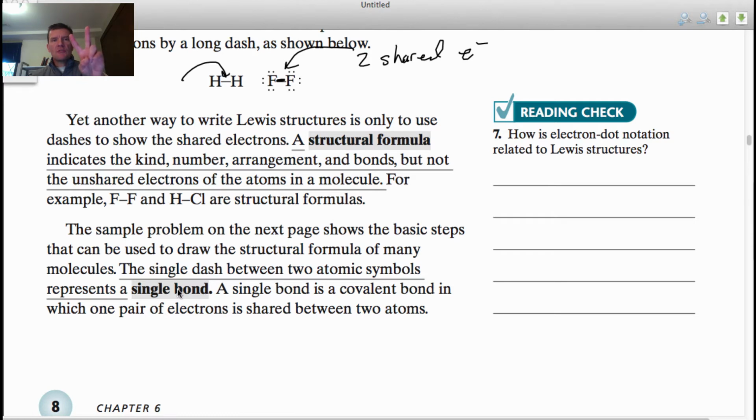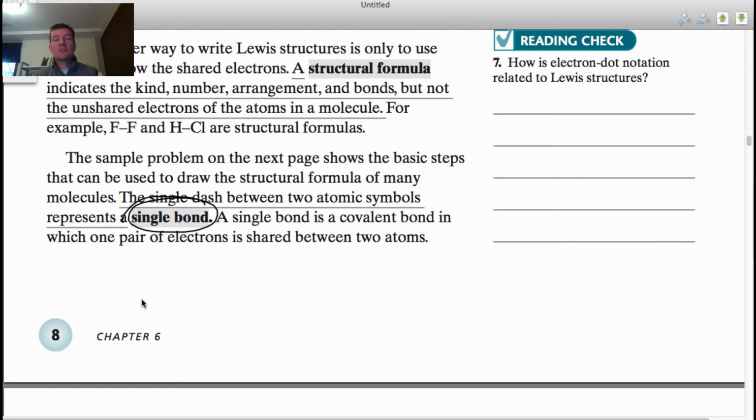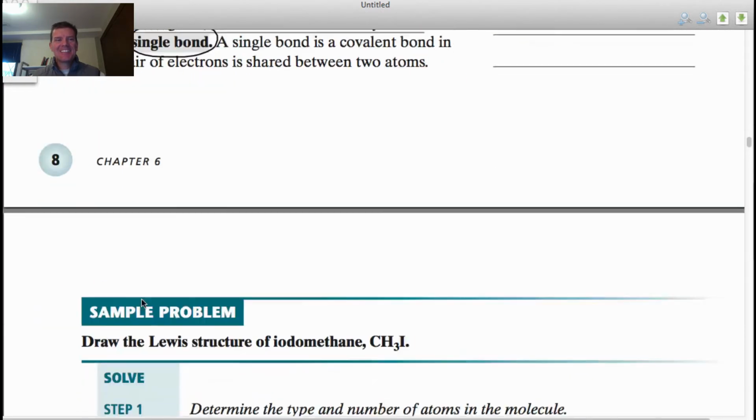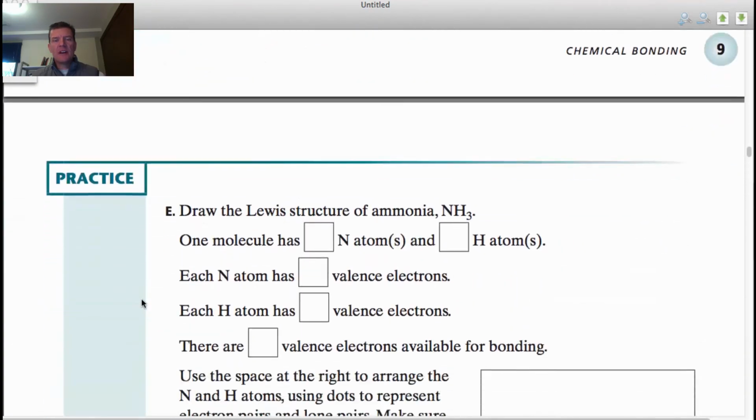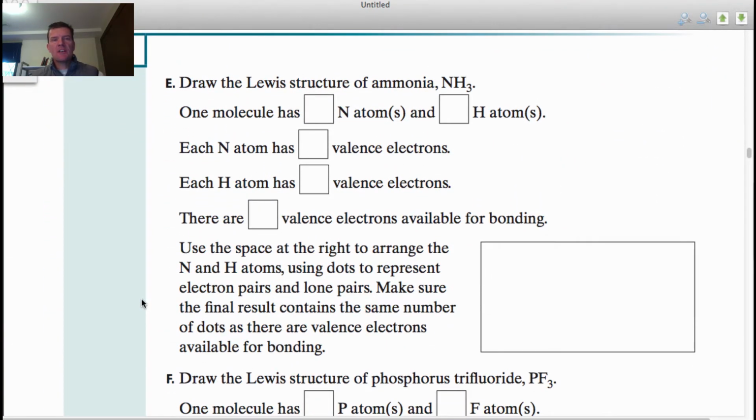If you're sharing two electrons, that's a single bond. A single bond is when you're sharing a pair of electrons. A double bond means you're sharing two pairs, that'd be four electrons. And a triple bond, you're sharing three pairs, that's going to be, sorry, 6 electrons. 6 electrons, okay? All right, so let's talk a little bit about how we draw these different Lewis structures.